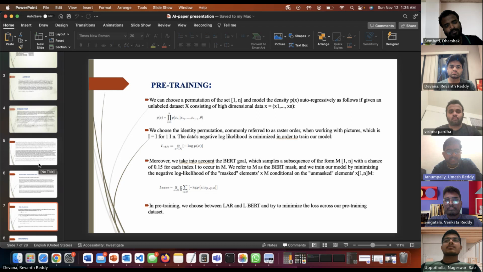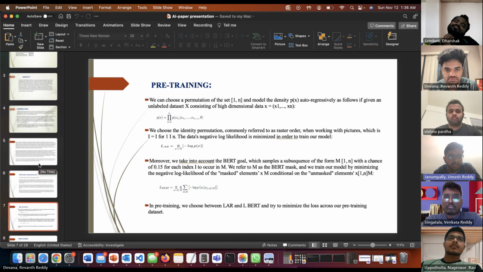In this slide, we can see the formulas. For example, we consider high dimensional data x = (x1, ..., xn), where in the first formula p(x) is the product from i = 1 to n of p(xi | x1, ..., x(i-1)). We also choose the identity permutation, commonly referred to as raster order, which is pi(i) = i, starting from i = 1.